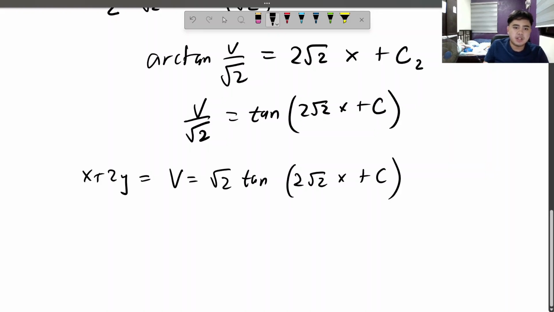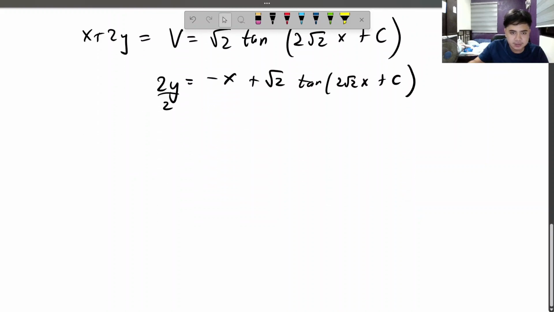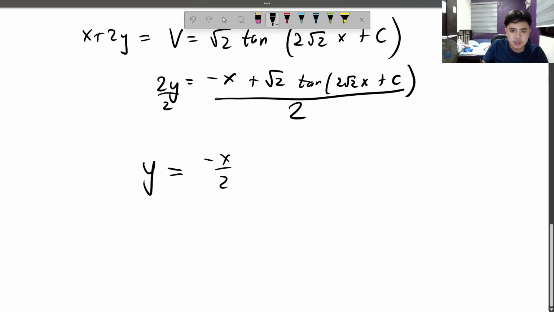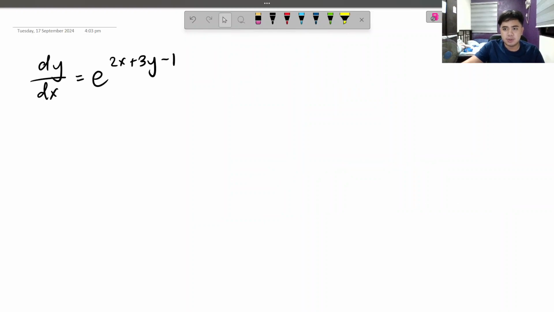Let's isolate y so we can get a function. So 2y equals negative x plus root 2 tangent of 2 root 2 x plus c. And one more time, let's divide both sides by 2 to isolate y. So y equals negative x over 2 plus square root of 2 over 2 tangent of 2 root 2 x plus c. That is our general equation for this differential equation. That's nice. So let's move on to another function substitution question.